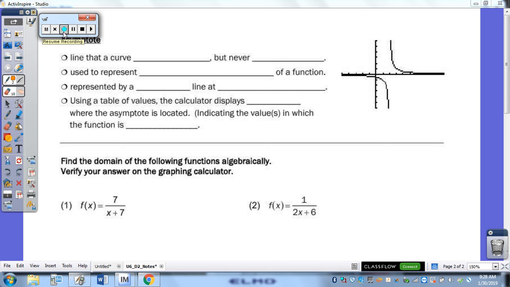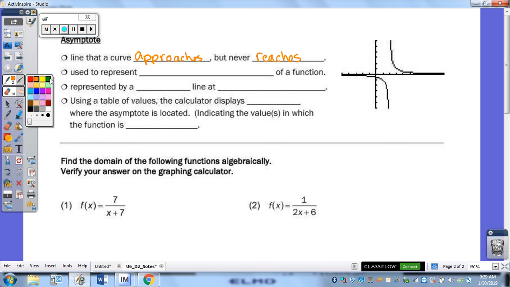Asymptote. You guys remember hearing that word asymptote? I always remember whenever I say this word to my freshmen, they always just start giggling. So an asymptote is a line that a curve approaches but never reaches. So it gets closer and closer to a line, but it never actually reaches it.